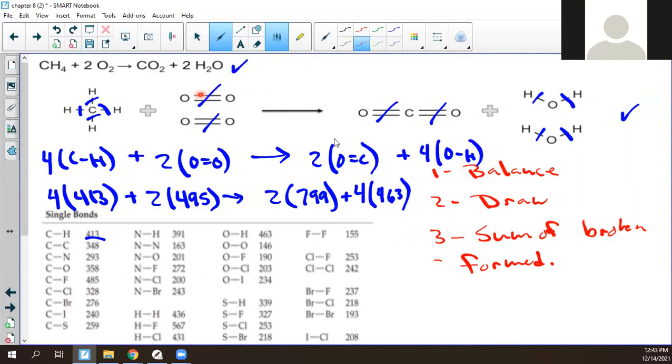And then I would take the sum of the broken bonds, minus the sum of the formed bonds. This is what you use to heat your water to take a warm shower today. So is this answer going to be negative or positive? Negative. This is an exothermic process. This is the energy released as methane was burned.